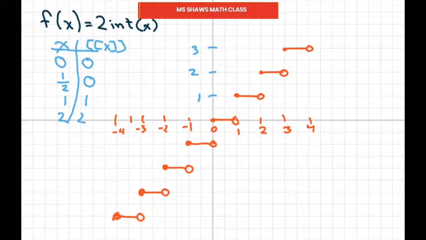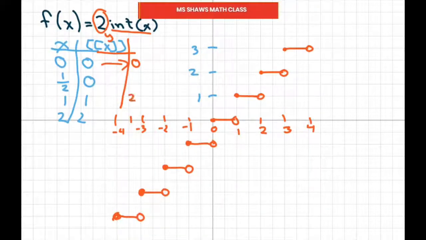2 maps to 2. So when you have this 2 in front, all you're doing is multiplying your y value here by 2. So I'm going to multiply that by 0, this by 2, and this 2 by 4. So instead of my range being 1, 2, 3, I really have 0 and 1. This was 1, but now it's going to be 2. This is 4, and this is 6. So this would be -2, -4, -6.